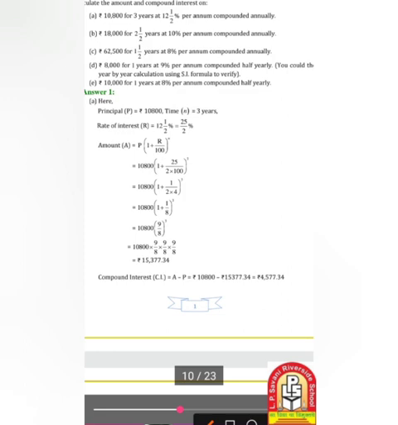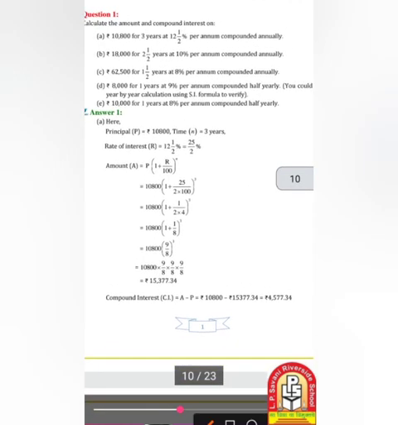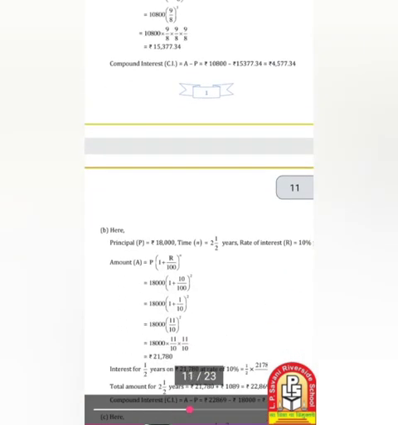Then the compound interest is A minus P, that is 15,377.34 minus 10,800, that is 4,577.34. In this way we can get the annual compound interest, 4,577. Let's take another example.